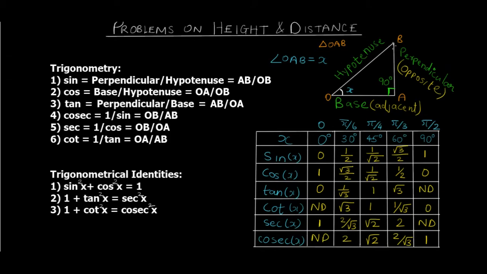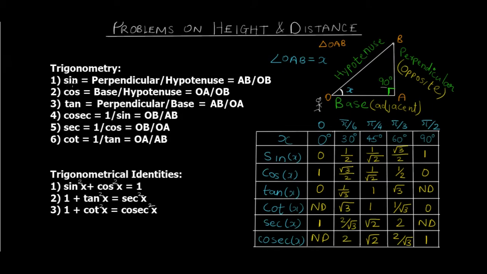As you can see on the screen, we have a right angle triangle. This is the 90-degree angle. We are considering this angle as x, and say for example, this is the position where a person is standing and he is looking at point B. This is the angle that he is making with the ground. We have certain trigonometric ratios with particular names: sine, cos, tan, cosec, sec and cot.